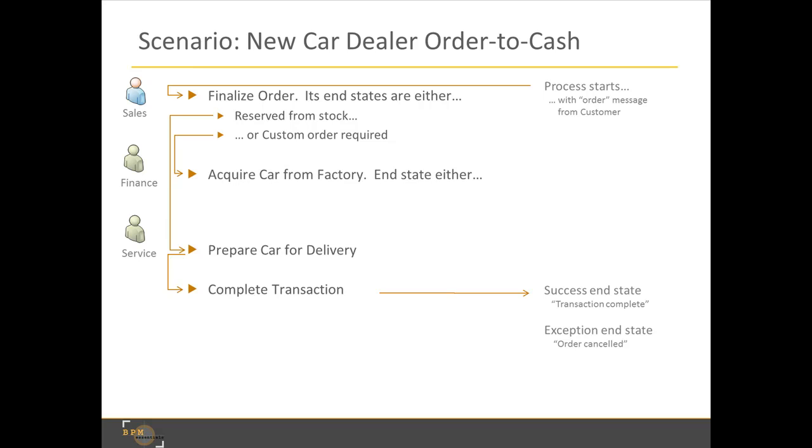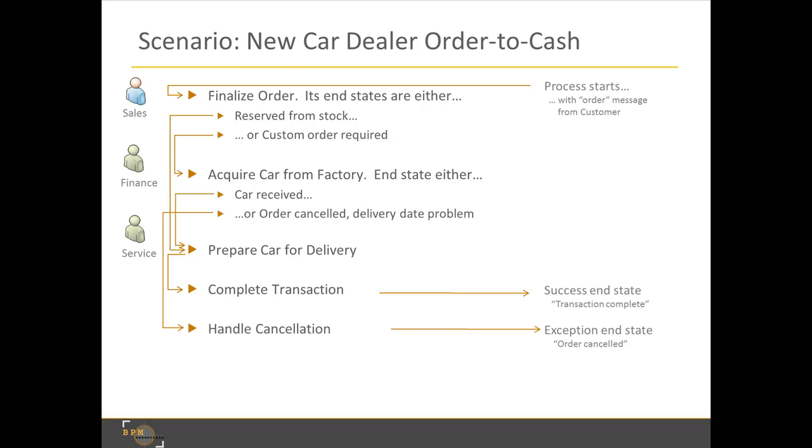If a custom factory order is required, we need an activity, acquire car from factory. That normally ends when the car is received from the factory, after which it is prepared for delivery and the transaction closing. But if the factory cannot deliver the car in a timely way, the customer could cancel the order. In that case, we need to handle the cancellation and end in the exception end state, order canceled.